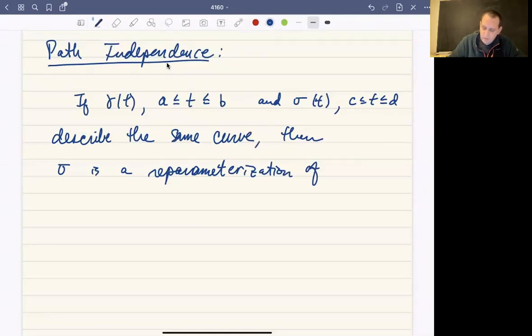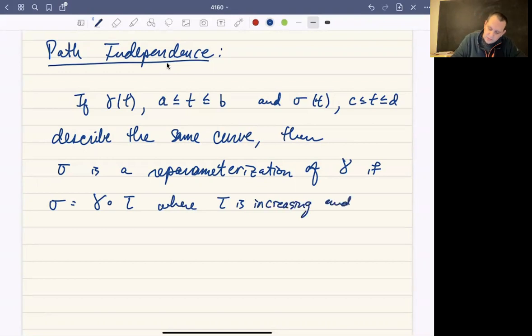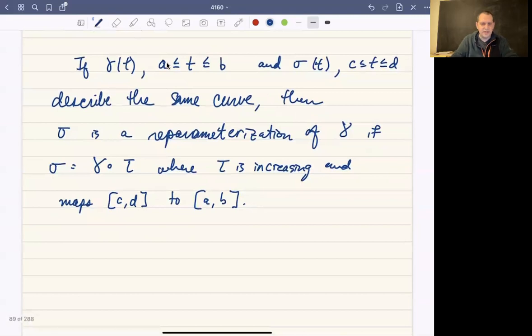Sigma is a reparameterization of gamma if sigma is equal to gamma composed with some map tau, where tau is increasing and maps the interval from c to d to the interval from a to b. Okay, so it's a very abstract definition, but the idea is actually super simple. So let's just do this with an example.